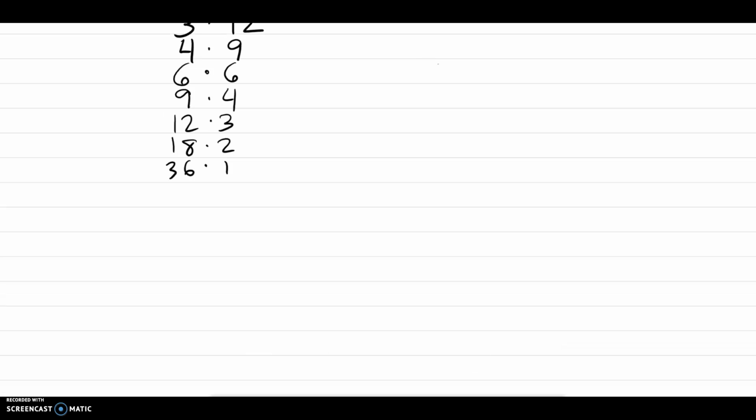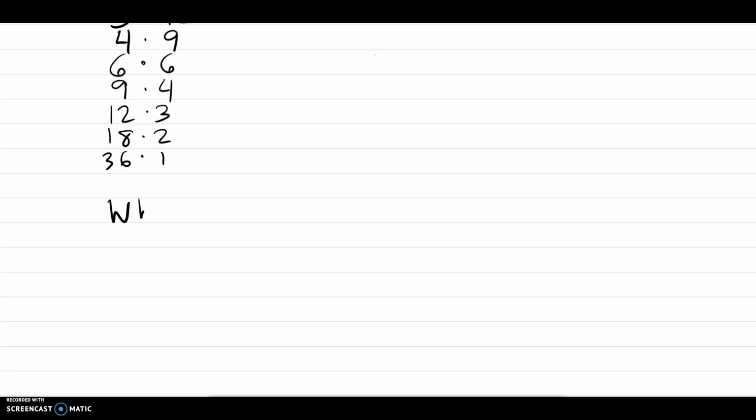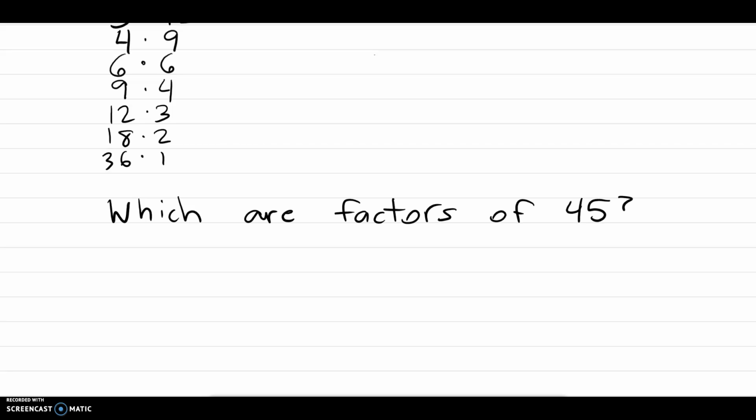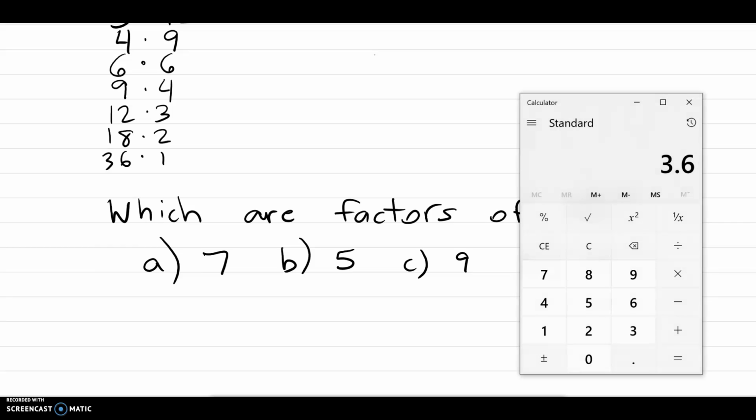Okay, so let me ask you a question and see if we're able to do it. Which are factors of 45? So let's say 7, 5, 9, or 10. So remember, when you're asked if it's a factor, you're asking yourself, can I multiply this number with another number to get 45? So you can use your divisibility rules, or you can use a calculator to check.